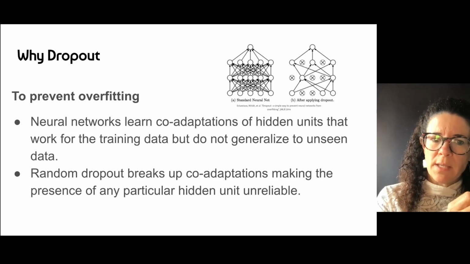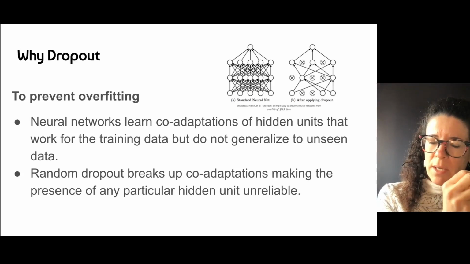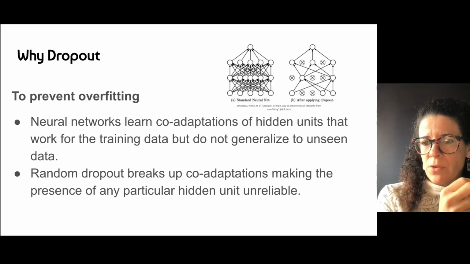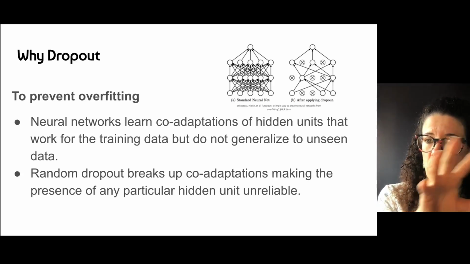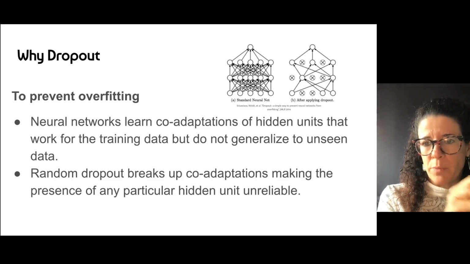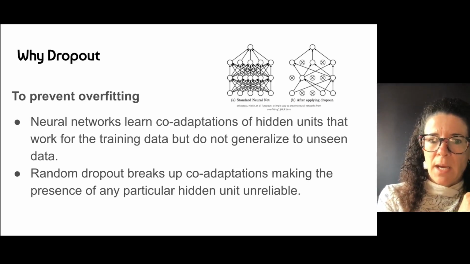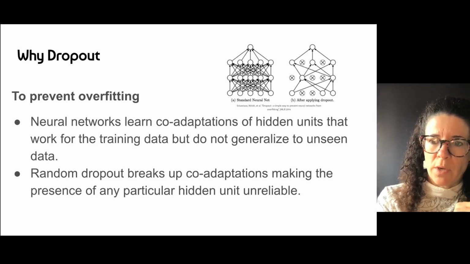So what dropout does is that it breaks up these adaptations, making the presence of a particular node or a particular neuron unreliable. So now the network has to learn the same model in different ways, basically, without relying on a particular node, because a particular node may not be present there. And in that way, it is regularizing the network.